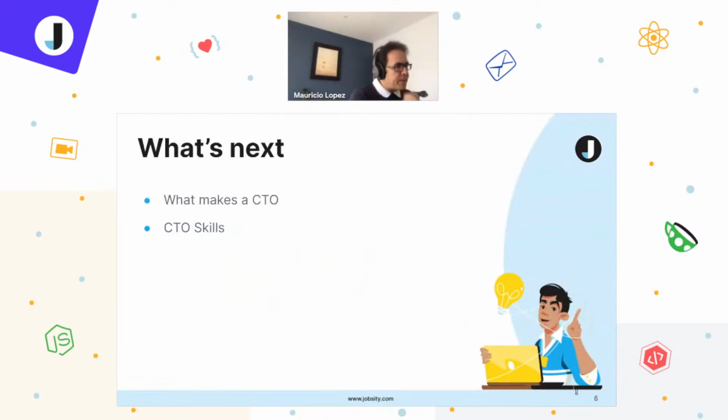This presentation is divided in two big segments or components. First of all, let's discuss what makes a CTO. Once we understand that, I think it will be wise to move into the next section, which is CTO skills. Skills that, in my opinion, every CTO in general should have. We will talk a little bit more about skills in future slides.